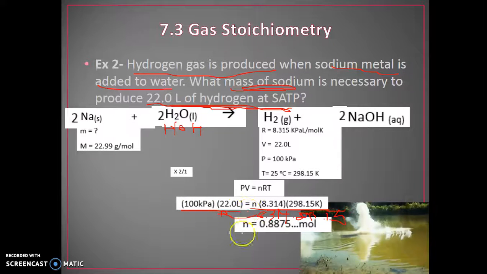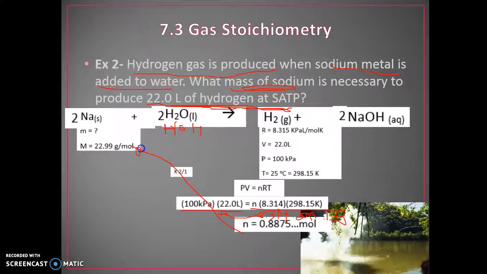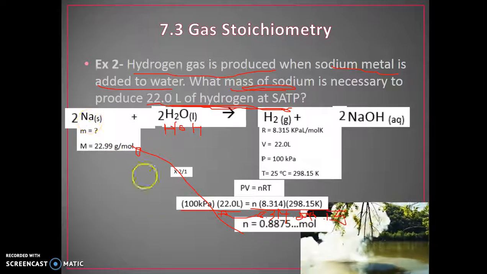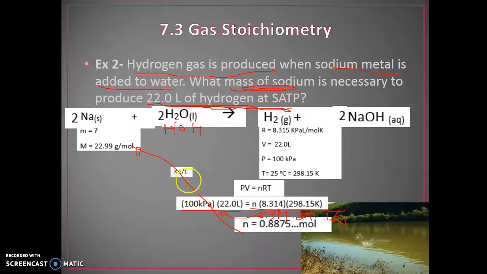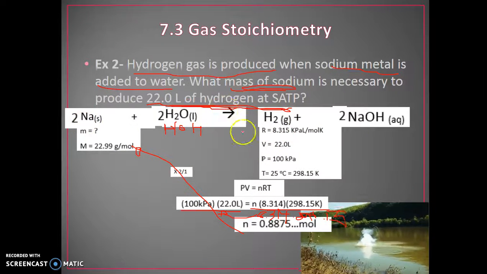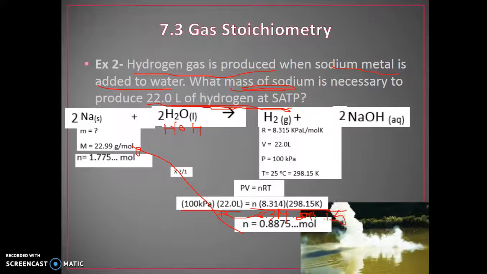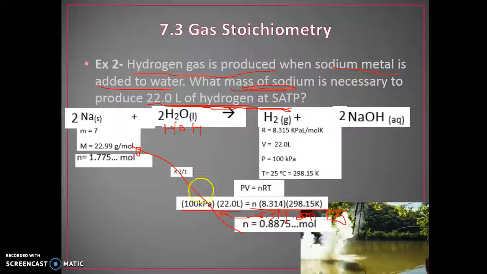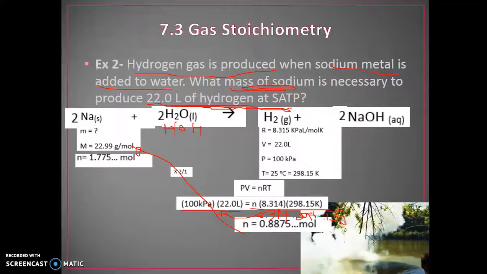So in this case, I would be timesing by where I'm going to. I'm going to try and figure out the mass of sodium, and I'm coming from figuring out the moles that were in hydrogen. So I'd times by 2, divide by 1, looking at the coefficients. That makes the moles of sodium that would have reacted 1.775. Again, I just keep that trailing decimal in on my calculator.